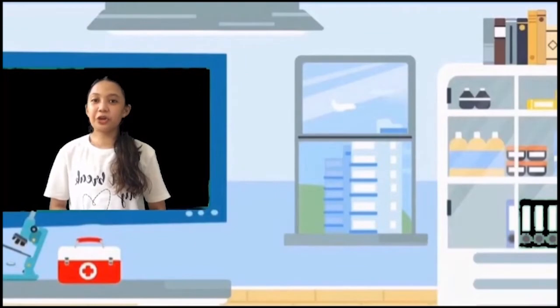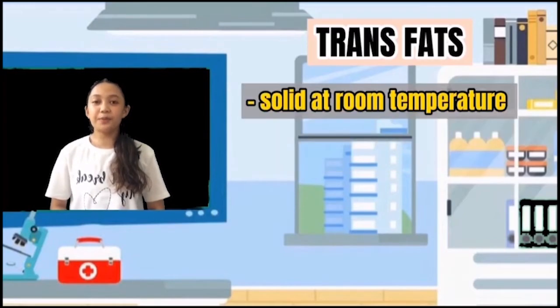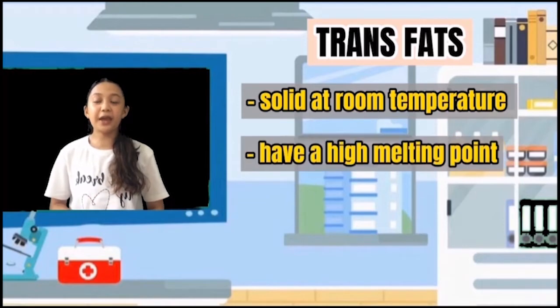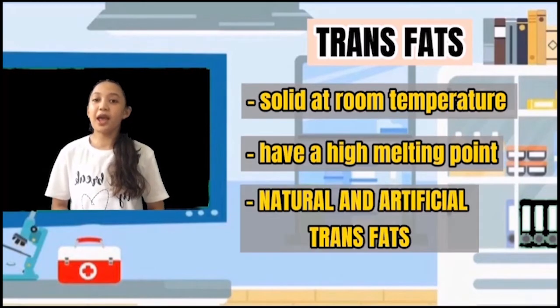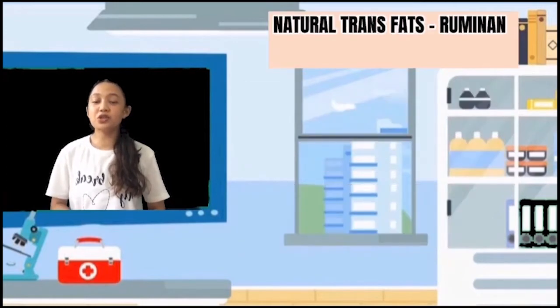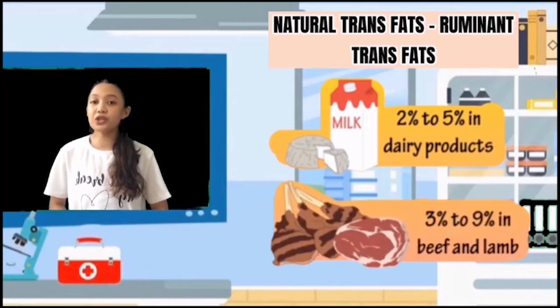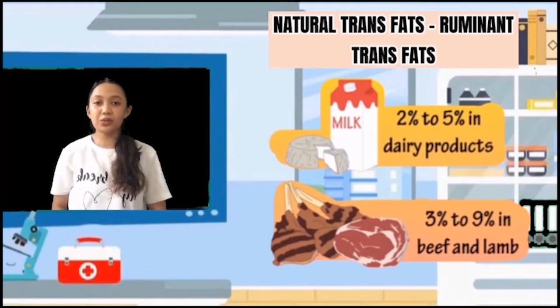Now, let's proceed to the first subtype of unsaturated fats, which is the trans fats. Trans fats are solid at room temperature and usually have a high melting point. There are natural and artificial trans fats. Natural trans fats, also known as ruminant trans fats, typically make up 2 to 5% of fat in dairy products, and 3 to 9% of the fat in beef and lamb. It has been concluded that a moderate intake of ruminant trans fats does not appear to be harmful.